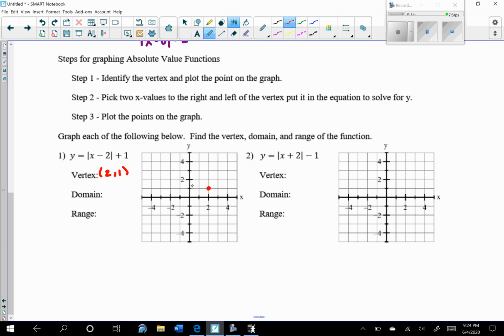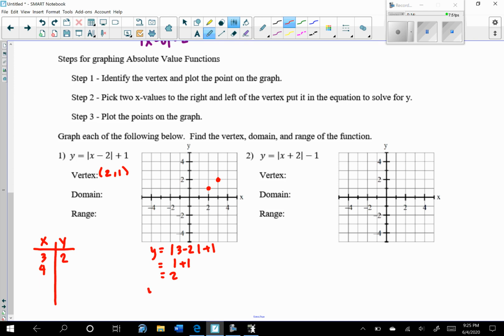Once you have it plotted, you want to pick points to the left and to the right, because when you pick points to the left and the right, that's going to help you find the graph and make sure your vertex is correct, because you want to get that V shape. So to the right of 2 is 3 and 4. So if I plug in 3 into my equation, y is equal to the absolute value of 3 minus 2, plus 1. The absolute value of 3 minus 2 gives us 1. So 1 plus 1 is equal to 2. So we have the point 3, 2.